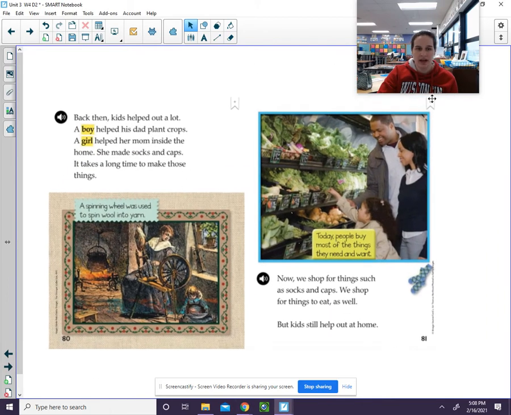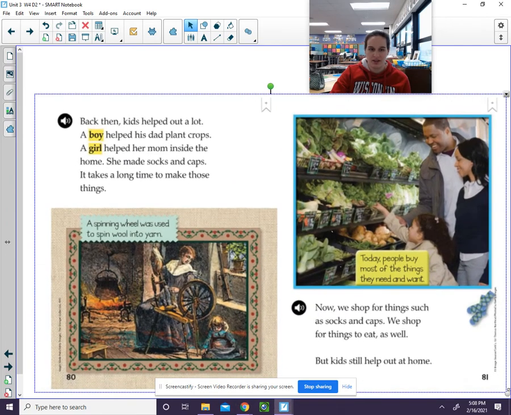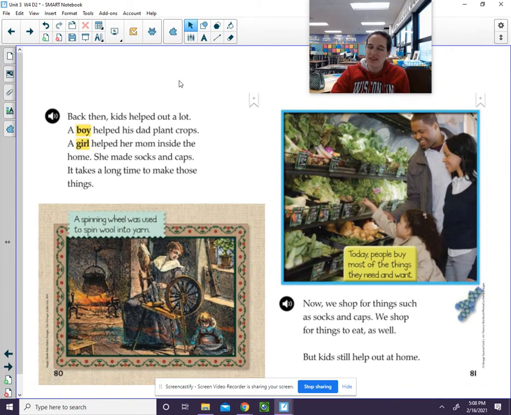Now we're going to look at these 2 pages. Again, we're going to look at the captions to help us. So maybe I'm not sure what she's doing here. The caption says, a spinning wheel was used to spin wool into yarn. This caption told me important information about the illustration. I understand that this thing is called a spinning wheel, and I know a spinning wheel was used to make yarn. So it's always important for you to read the captions because it will help you understand the photograph better.